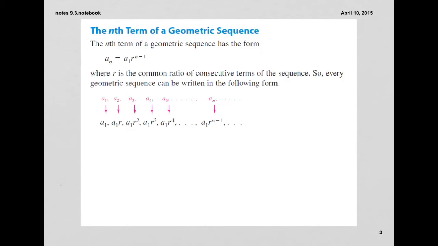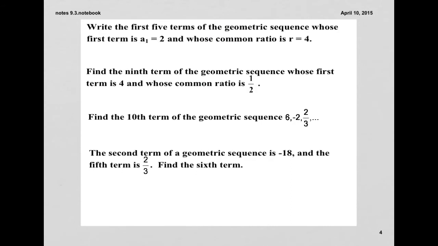At this time, pause the video and copy this information down. For our first example, we want to write the first 5 terms of the geometric sequence whose first term is a sub 1 equals 2, and whose common ratio is r equals 4. So all we do is write it out.